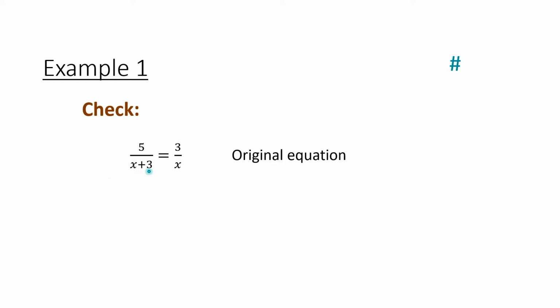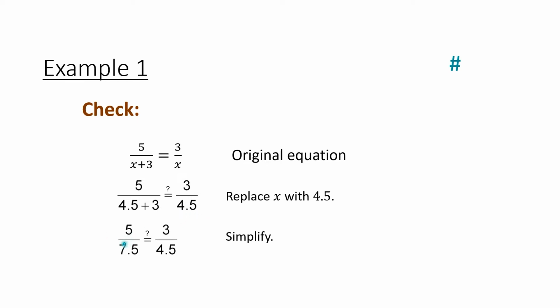For that, let's start with the original equation. Here is the original equation. Now we have to plug in the value of x in this equation. So we get 5 over 4.5 plus 3 equals 3 over 4.5. On solving, we get 5 over 7.5 equals 3 over 4.5. That implies 0.6 repeating equals 0.6 repeating. That means the given equation is true for x equals 4.5. So let's conclude that x equals 4.5 is a solution of the given equation.